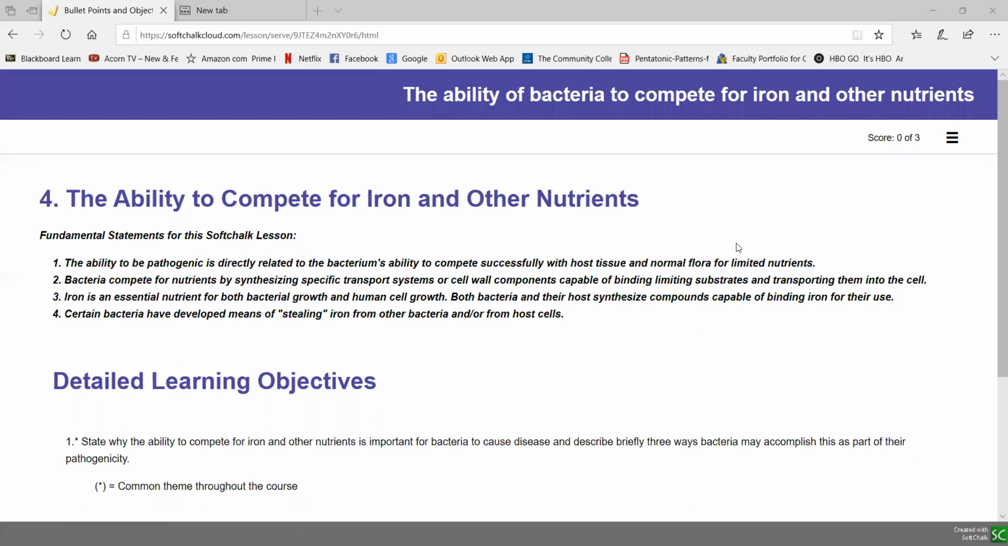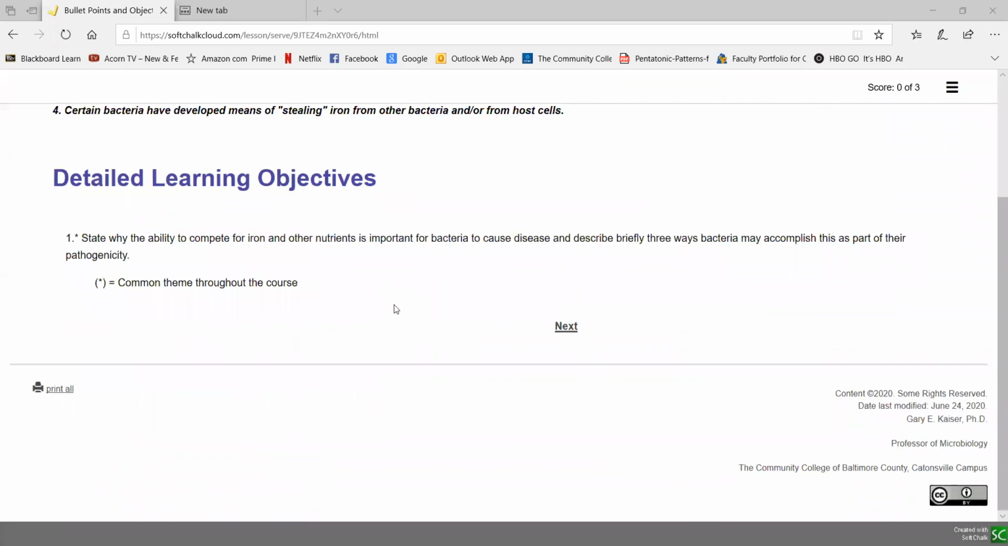In Unit 3, Lecture 2, Part 1, we're going to be looking at the ability of a bacterium to compete for iron and nutrients, and the role that plays in its ability to colonize the body. So once again, don't forget to read your bullet points at the beginning of each of these SoftChalk lessons and learn your detailed learning objectives.